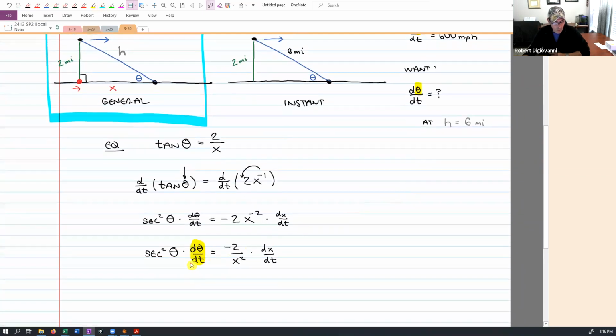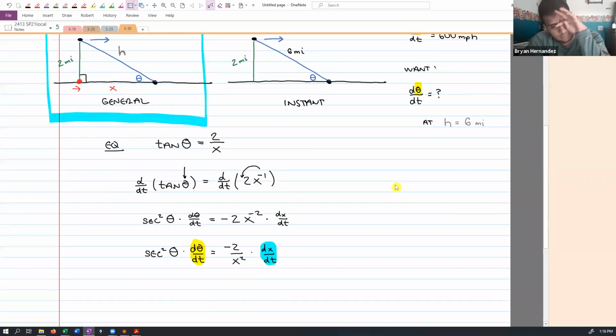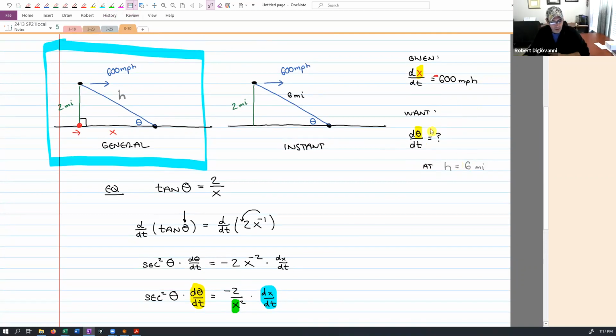But in order for me to know what d theta dt is, I have to be able to fill in all this other stuff. Do we know what dx dt is? Yes, it's the given. Oh, okay, but now we have a problem. Do we know what x is? No, not explicitly. We never wrote down what x was. Could we get x though?